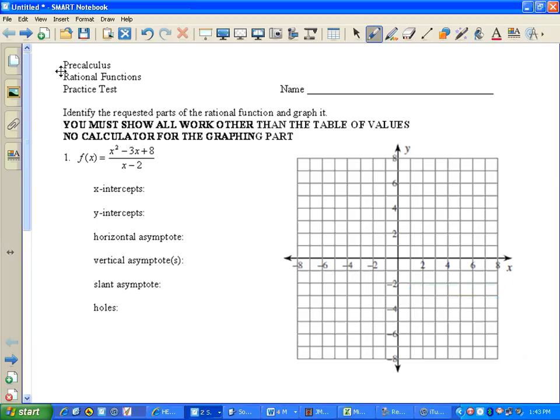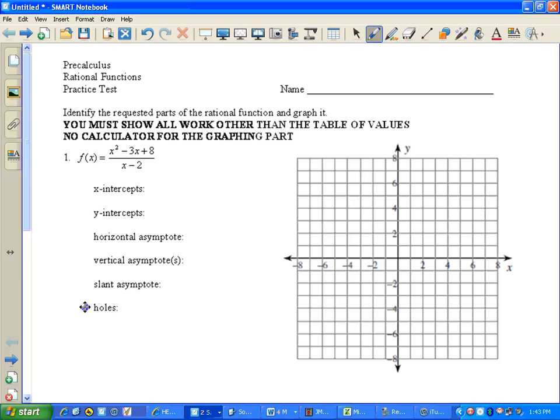I'm just going to go through this practice test. So we're going to be graphing rational equations. The things they're asking for: x-intercepts, y-intercepts, horizontal asymptotes, vertical asymptotes, slant asymptotes, and holes.